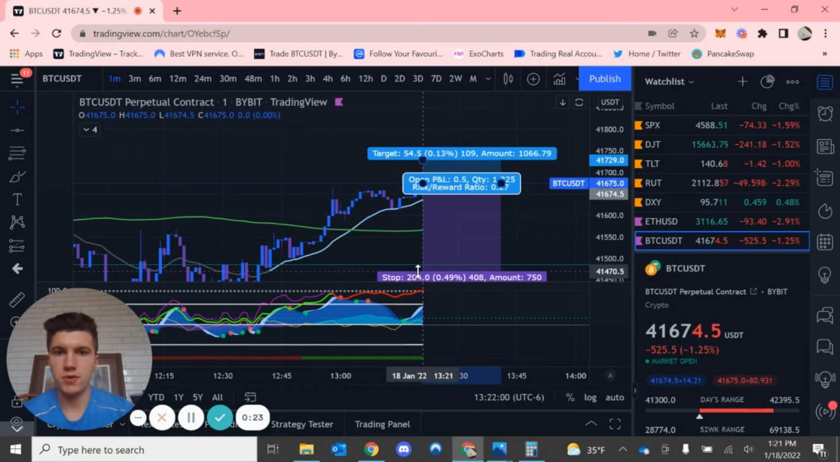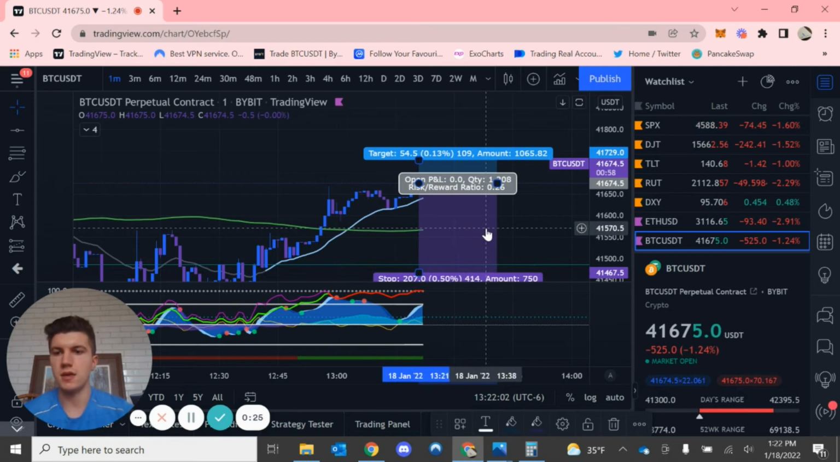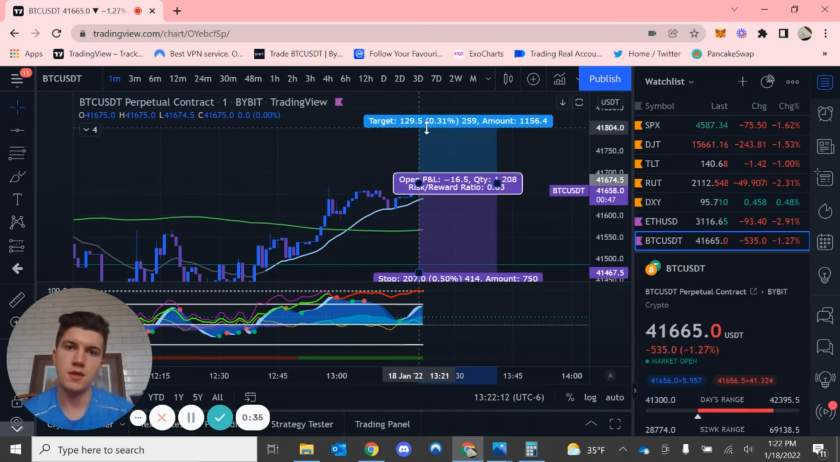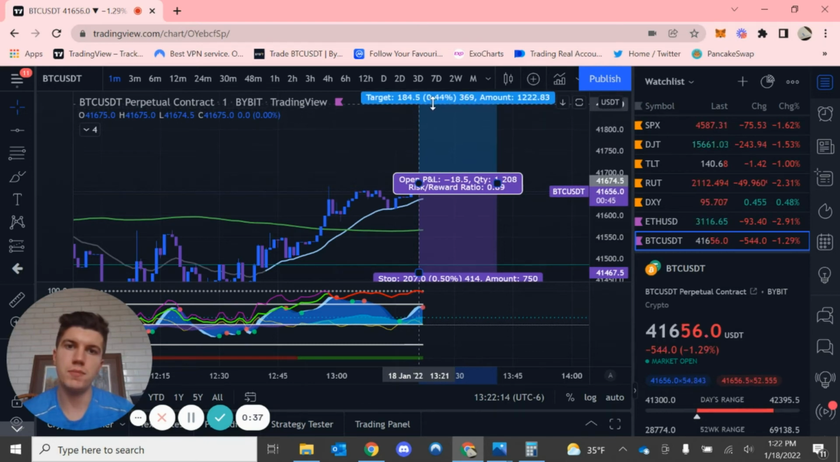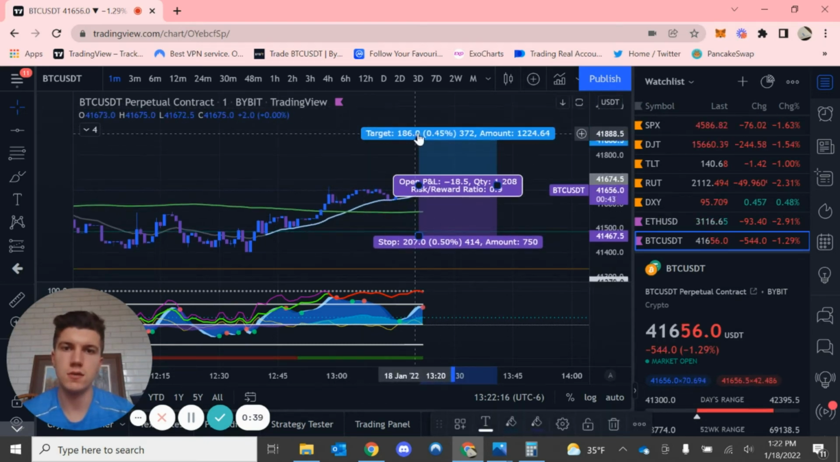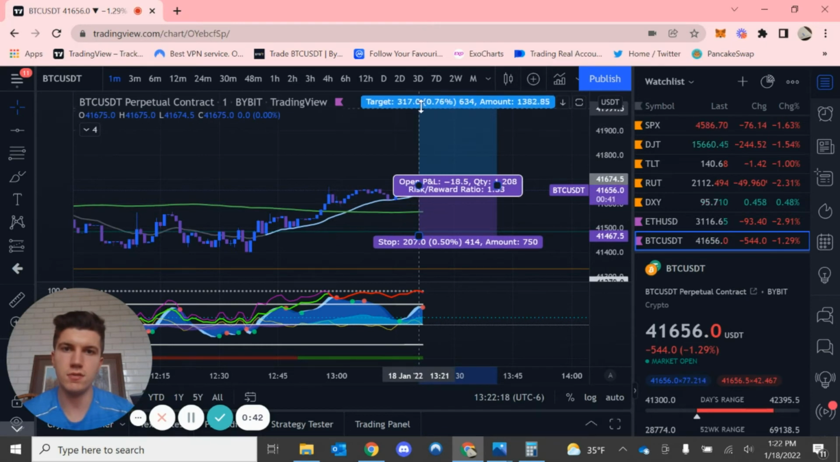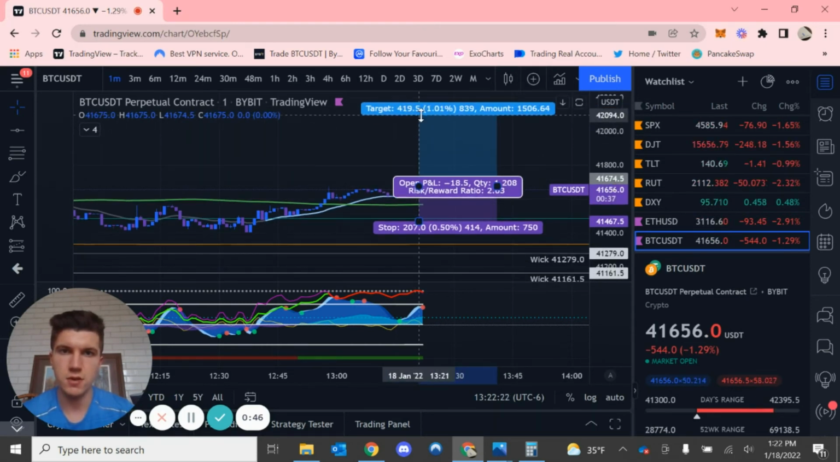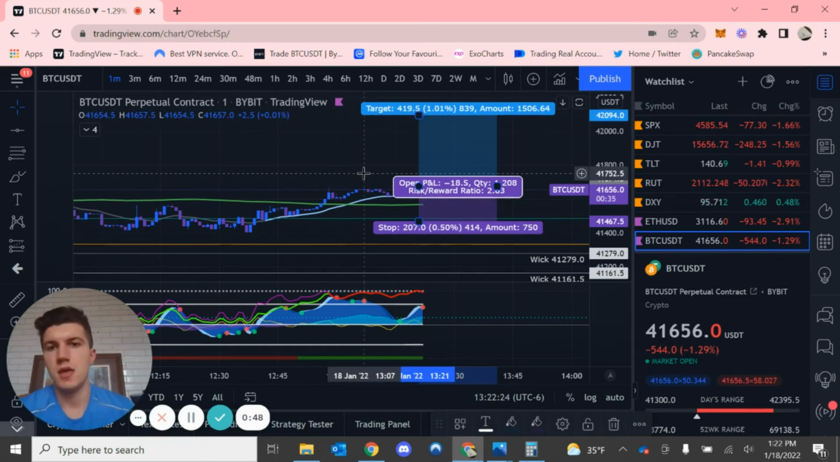Again, I recommend putting your stop loss below a support in this case, not just a percentage. Therefore, it will be a better trade in my opinion. And so in this case, I am hoping to gain 1% out of the trade. And so let me move my target up to 1%. And boom.